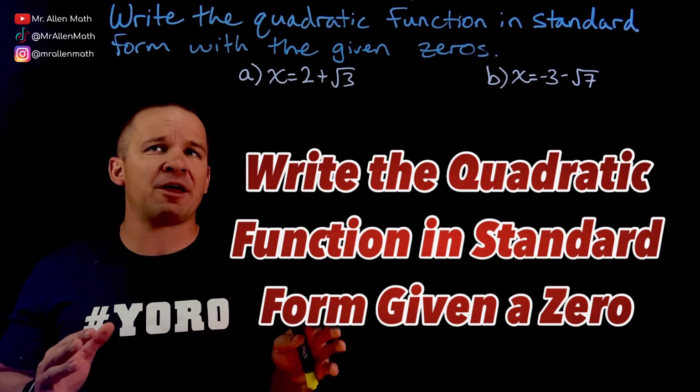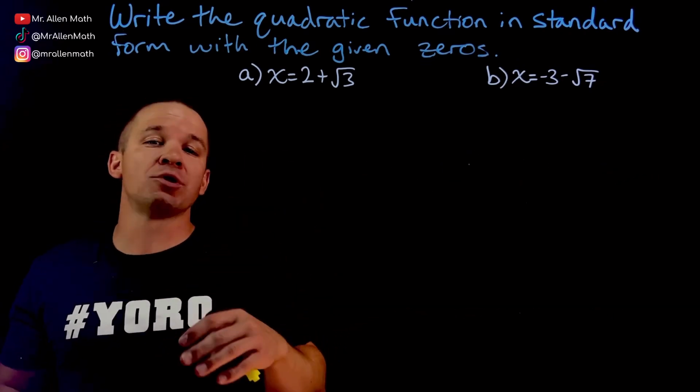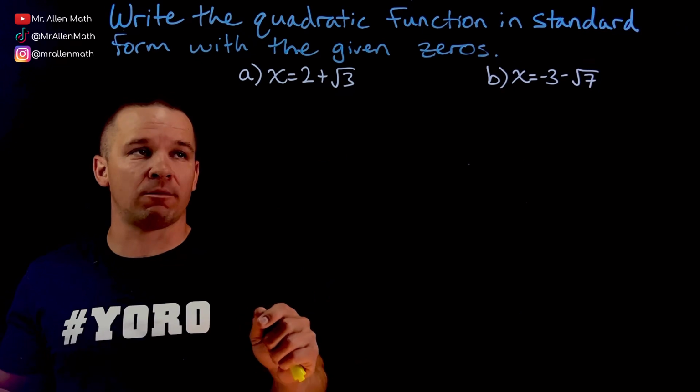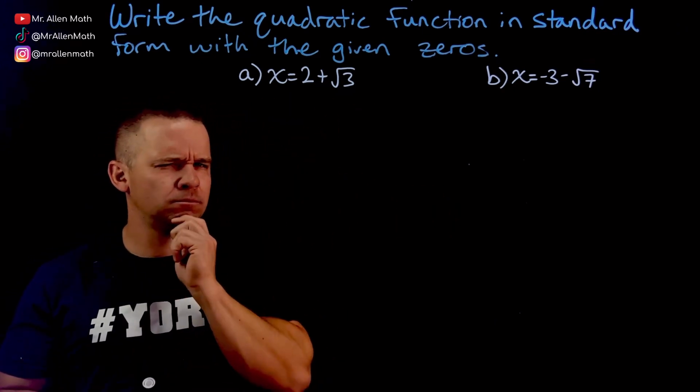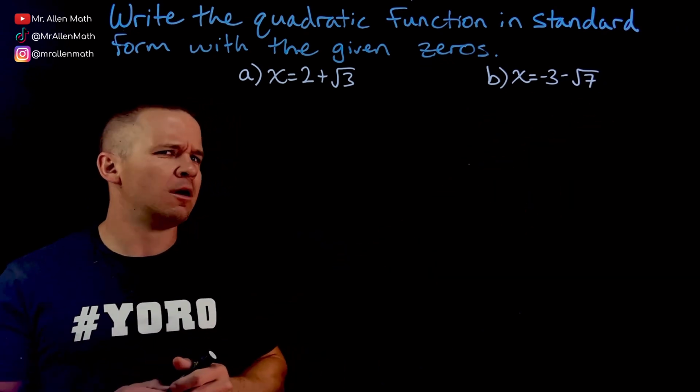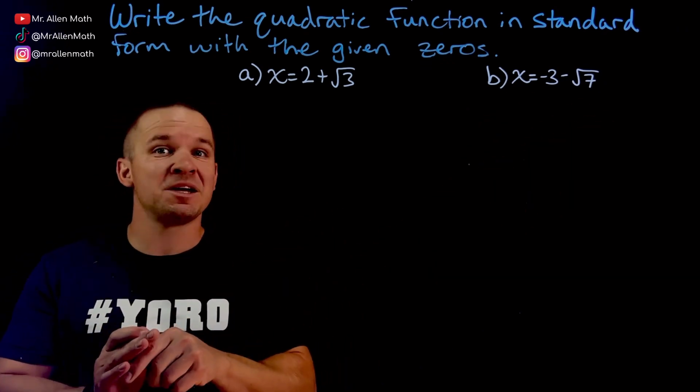Actually, it's just going to be normal math, but it's going to be dope. Write the quadratic function in standard form with the given zeros. I only see 1 zero here in part B. That's weird. Oh, wait. Let's think about that.